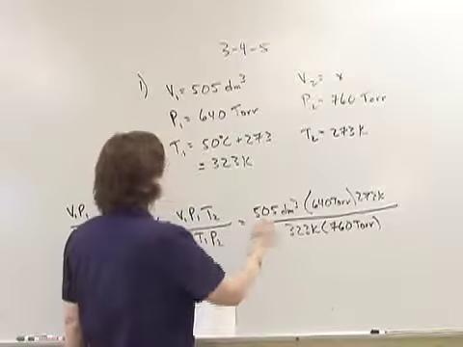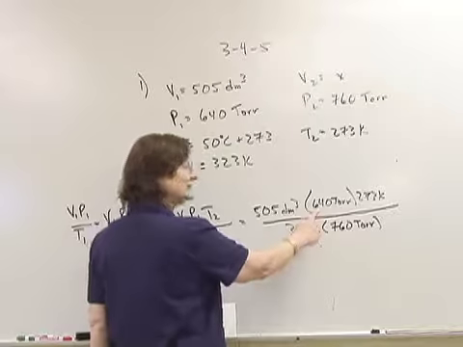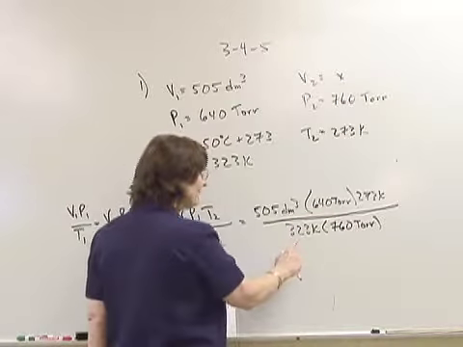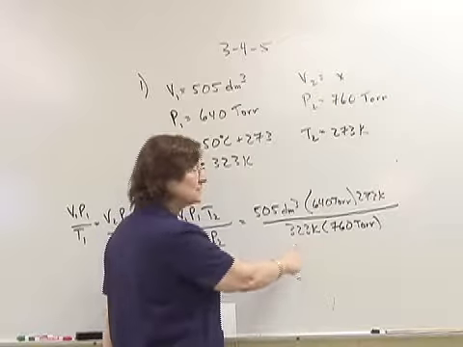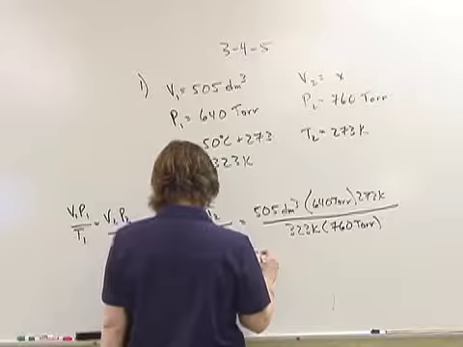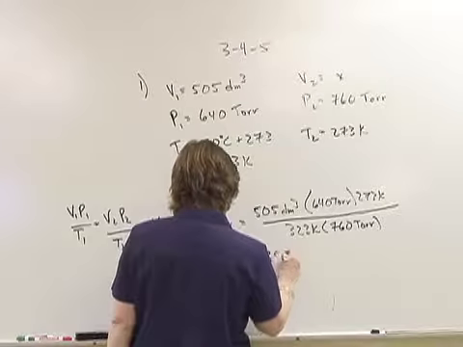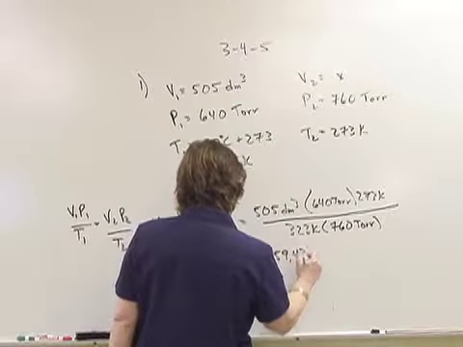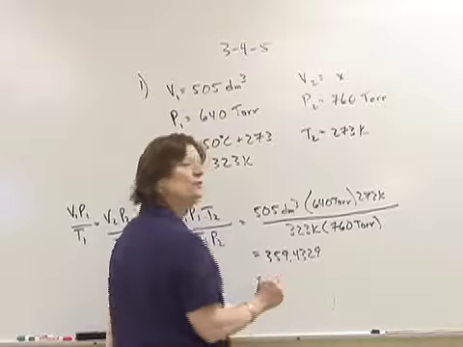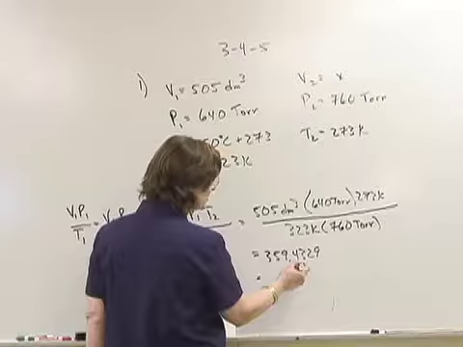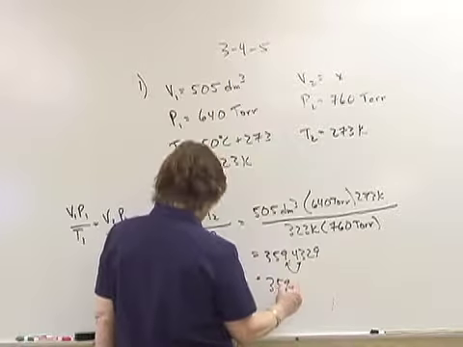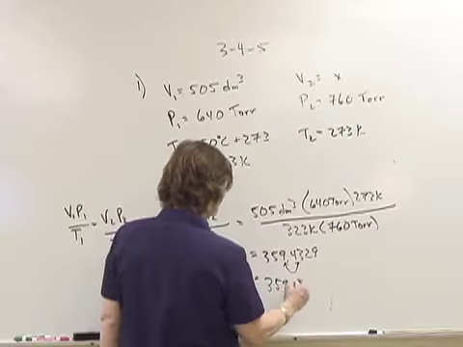Now remember, 505 times 640 equals, times 273 equals, divided by 323 equals, divided by 760 equals. And my number comes out to be 359.4329. I want 3 significant digits, and therefore this 4 does not round the 9 up. It is 359 decimeters cubed.